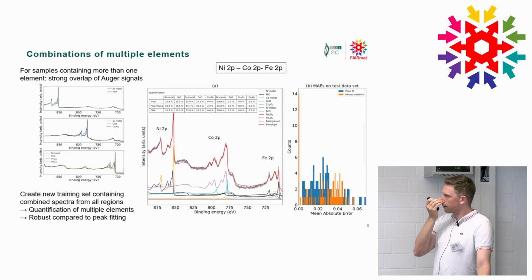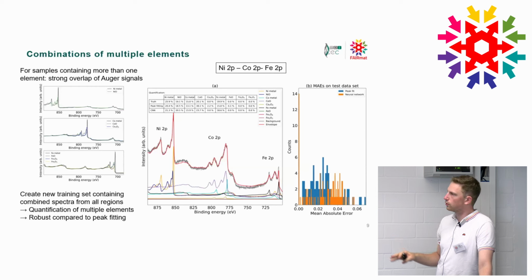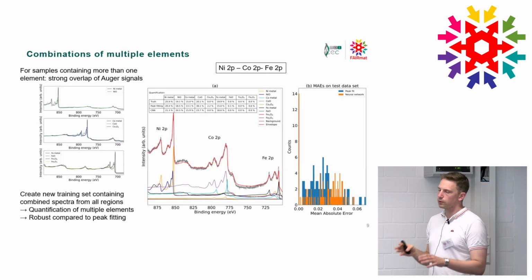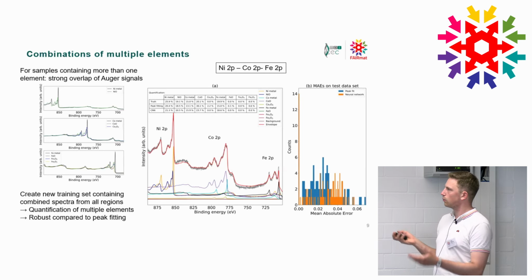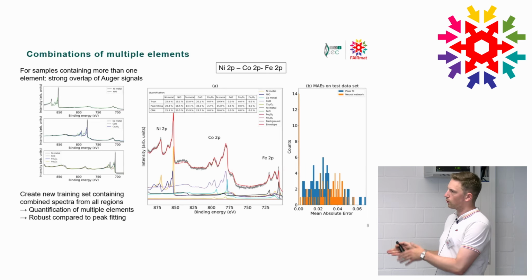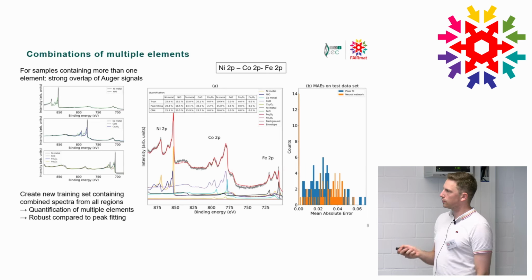What we also then tried to do is, initially we only used one set of elements for each neural network. The problem is that often in our setups we have samples which contain different materials, like nickel, cobalt, and iron, which is a typical heterogeneous catalyst that we use in the lab. There you cannot really do this one-by-one fitting anymore, because, for example, the nickel metal spectrum has an Auger peak right in the region where we also have the iron 2p spectrum. So we have a native overlap between Auger signal and XPS signal, and we always have to analyze these in combination.